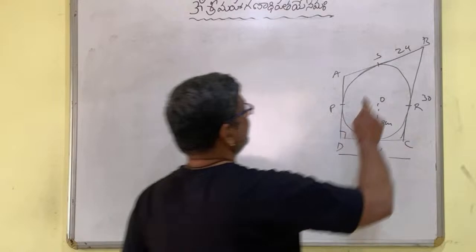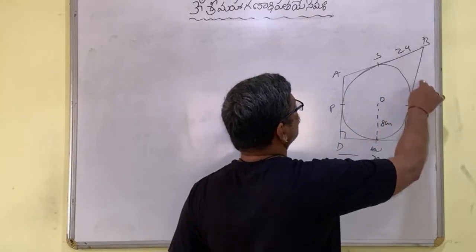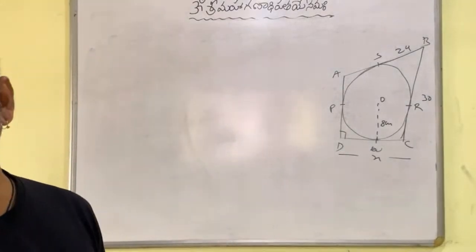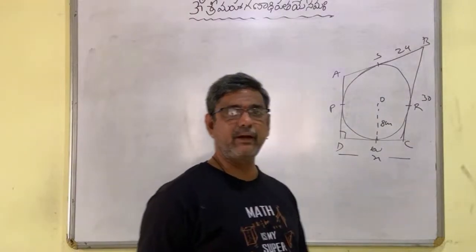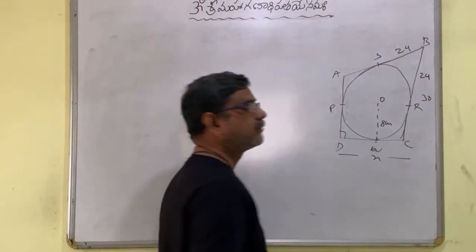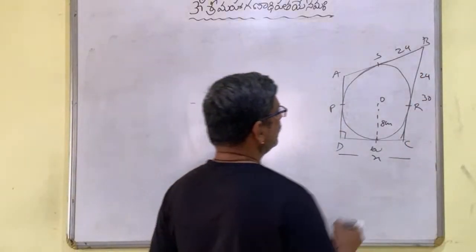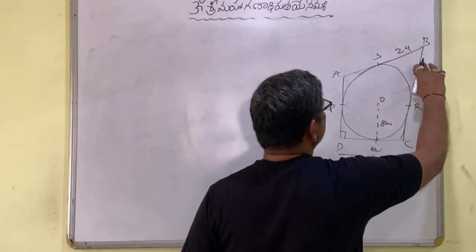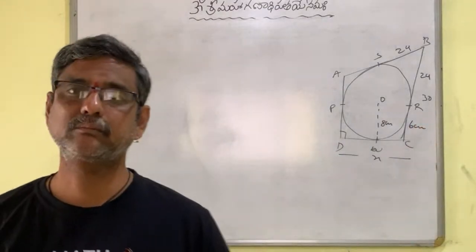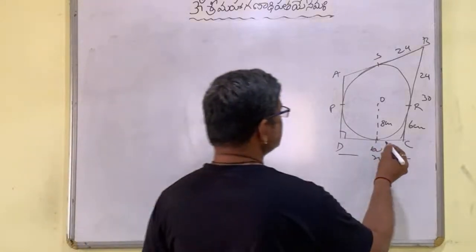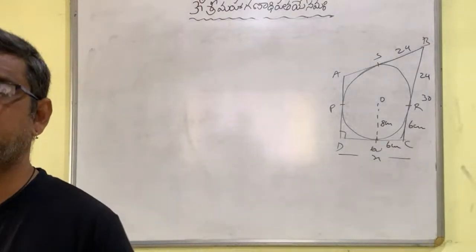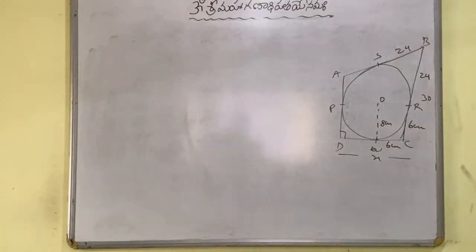See, BS and BR both are equal. Tangents drawn from an external point of a circle are equal. So, if this is 24, this is also 24. Since BC is 30 and BR is 24, then RC will be 6 centimeters. If RC is 6, CQ is also 6 centimeters.